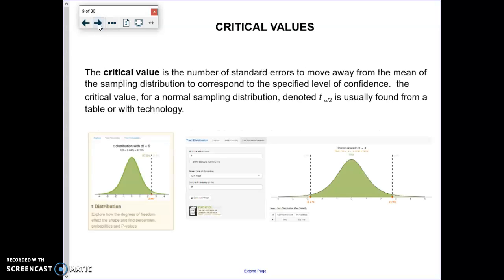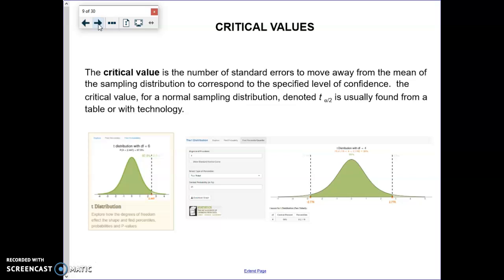Now, the other part of it was the critical value. Basically the critical value is the number of standard errors to move away from the mean of a sampling distribution that correspond to a specific level of confidence. It's very similar to when we talked about z-score. Remember, a z-score was the number of standard deviations a value was away from the mean. Well, a critical value is the number of standard errors, which again, remember, were the standard deviation of a sampling distribution. And it is based on, ladies and gentlemen, your level of confidence.